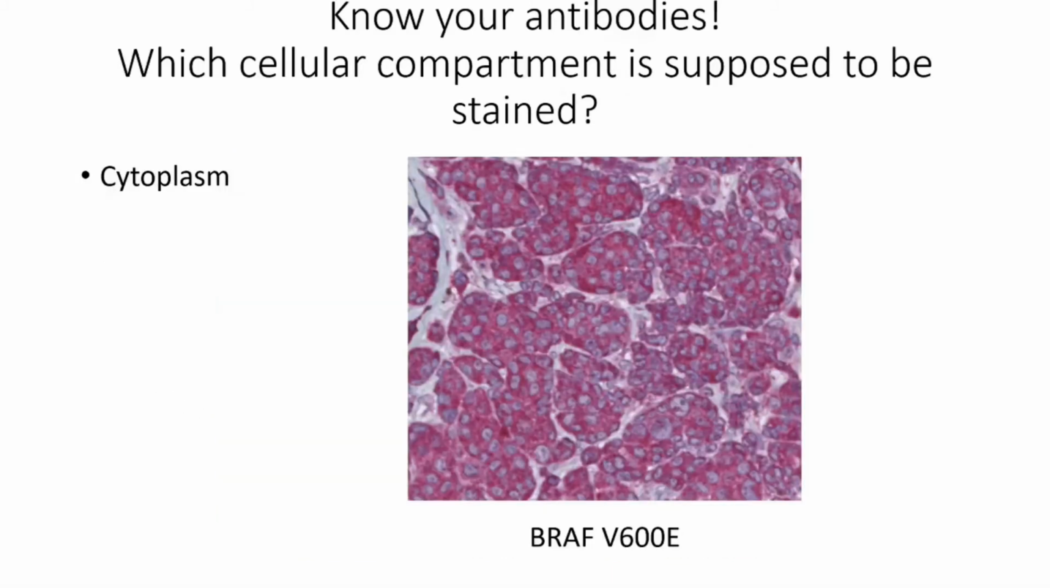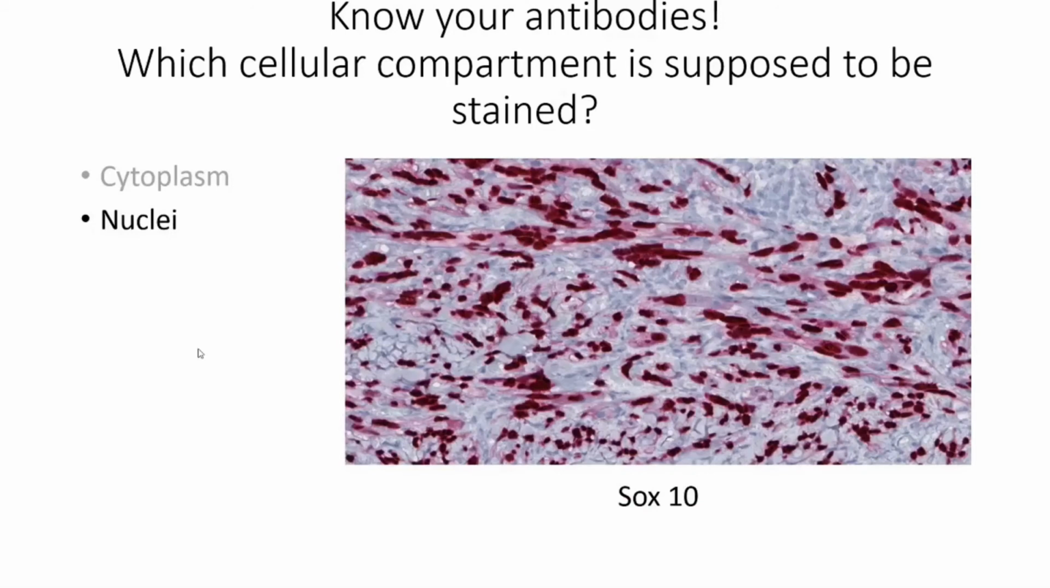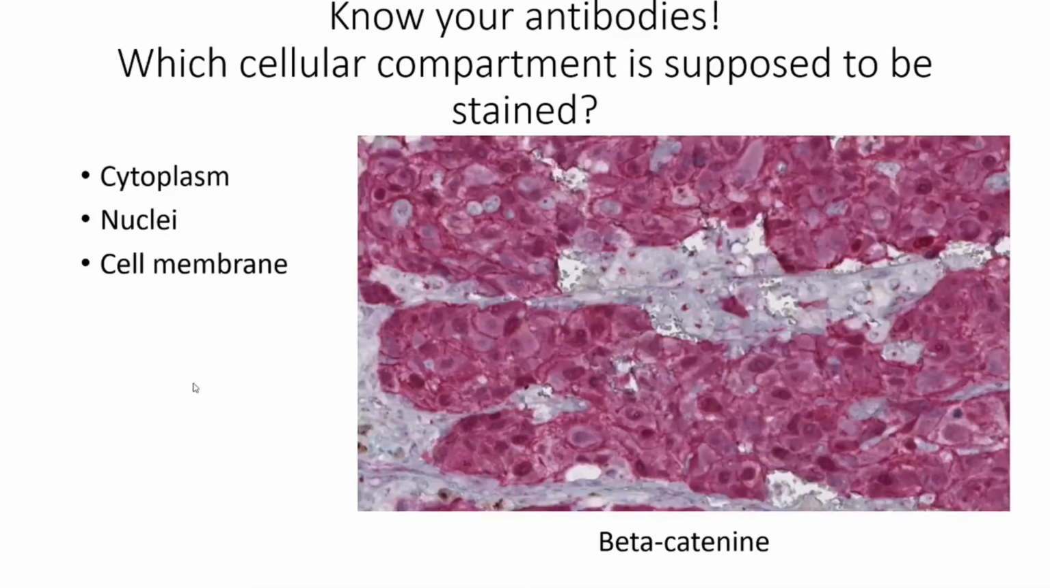So what's really important, first of all, is you have to know your antibodies, which means you have to be knowledgeable of which cellular compartment is supposed to be stained. Sometimes it's going to be the cytoplasm, like here on this BRAF V600E specific antibody. Otherwise, it can be the nuclei with also a small cytoplasmic stain for SOX10. The cell membrane, the nuclei and the cytoplasm can all three be involved in this beta-catenin stain.